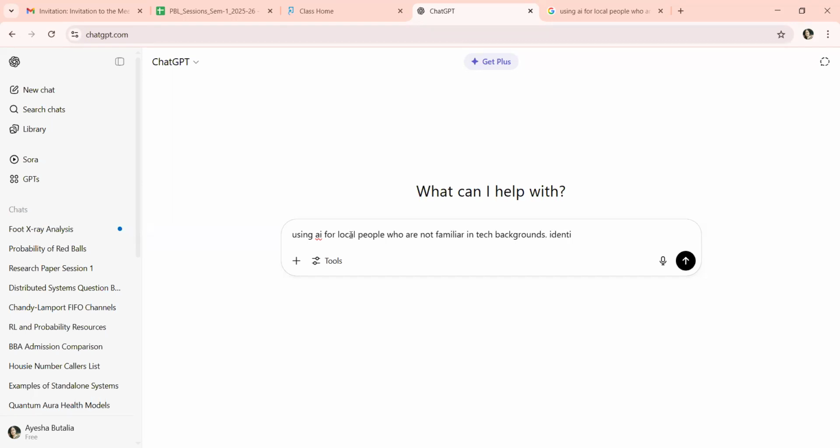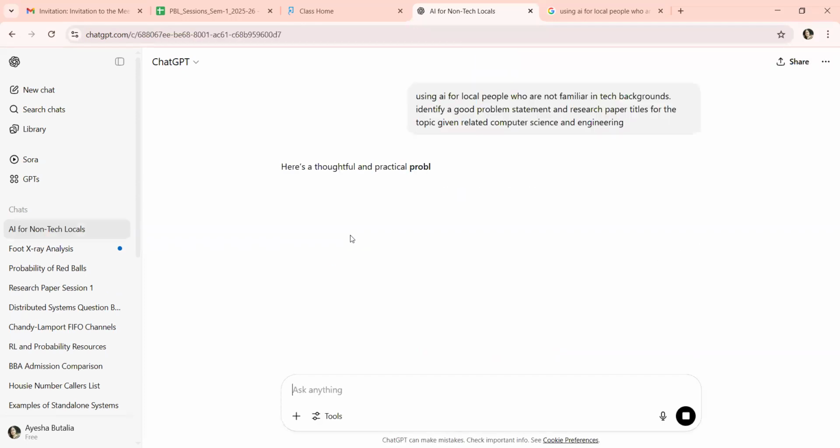Now, see what prompt you have to write, that you have to decide. Identify a good problem statement and research paper titles for the topic given, related to computer. This is very, very important. What I'm saying is not that you have to do only this. I'm just giving you an idea.